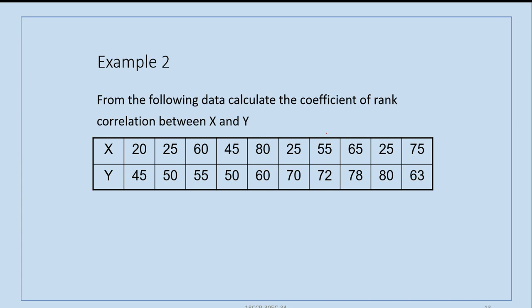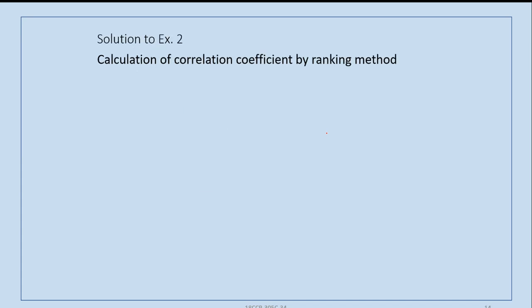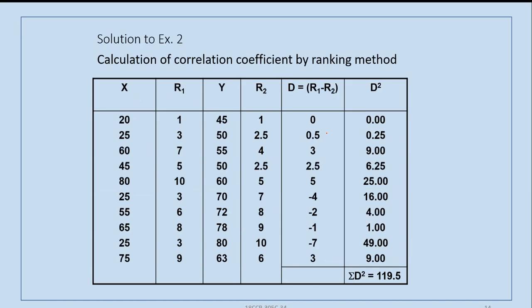So for the X series, M is equal to 3, and for the Y series, M is equal to 2. So 2 times we have to add 1 by 12 into M cube minus M. Now for the calculation of correlation, we have to prepare a table like this. X is 20, 25, 60, 45, 48, 80, 25, 55, 65, 25, 75. Please remember, we cannot change the order. And Y is 45, 50, 55, and so on.